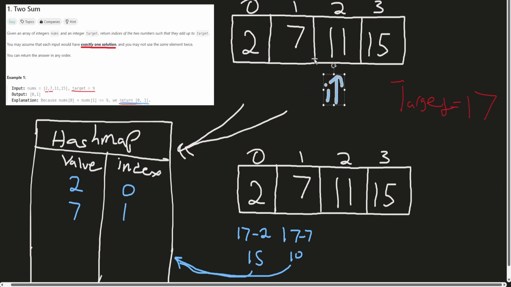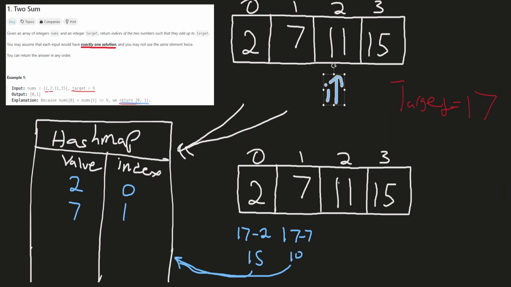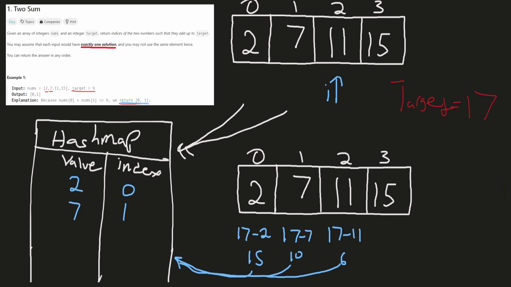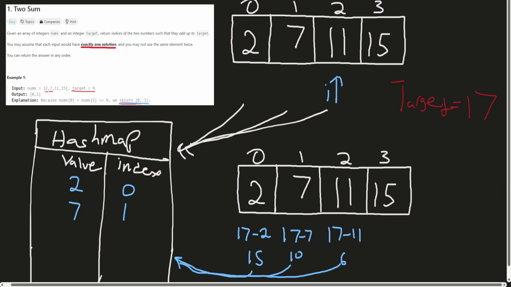And you see how this is going. It's just a repeating process. We can start visualizing the code. 17 minus 11, which is 6. We throw that in here. We check if there's a 6. No 6. All right, we want to add it into the hash map. 11 and 2. Finally, we're on the last one. Let's hope we have an answer here.